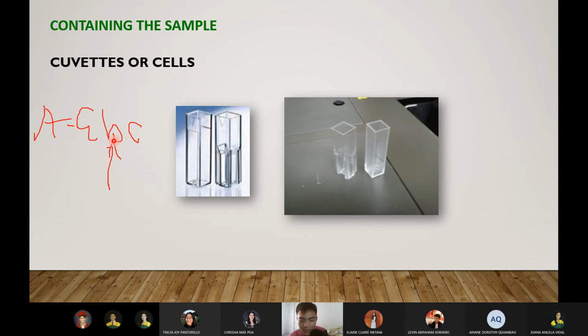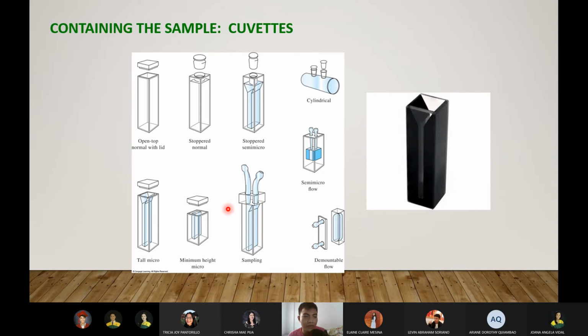Kaya papansin nyo sa solving sa lecture, 1 centimeter gamit. Okay. But there are versions of cuvette that are much smaller. Meron din namang much wider. Okay. So ito yung iba't ibang uri ng cuvette.